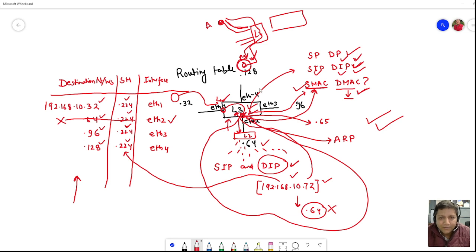Are you getting my point? An IP address is needed only when you want to transfer data across the subnet, like in case 2, where you need to go to the routing table and use the destination IP address. Got the point? Okay. Any other question?